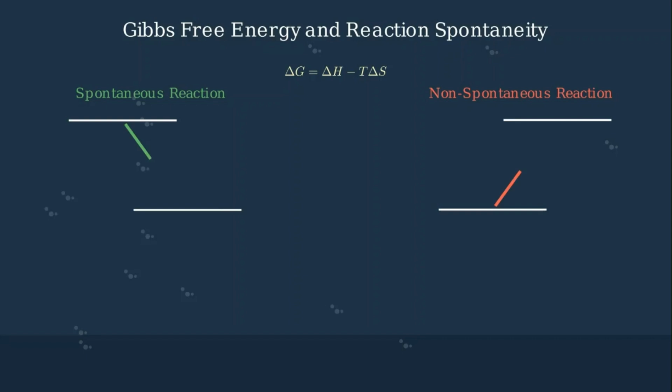In a spontaneous reaction, the Gibbs free energy decreases, resulting in a negative delta G. Energy flows downhill. In a non-spontaneous reaction, energy must be added to the system, resulting in a positive delta G. The reaction would only occur with external energy input.